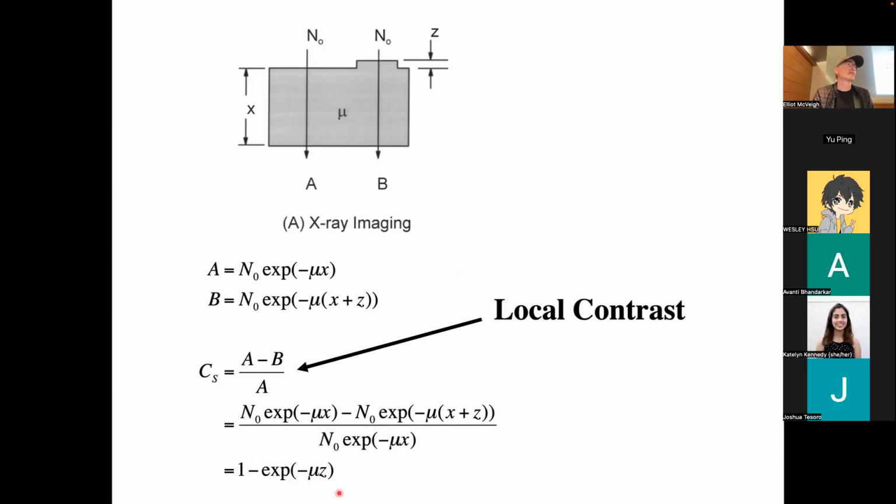Which is very simple, right? So basically the contrast from A to B is just 1 minus whatever this little delta mu z is here. It could be like 0.95 or something like that if z was really, really small. It gives you a percentage change in the signal intensity relative to the background. So this is used in CT quite often.